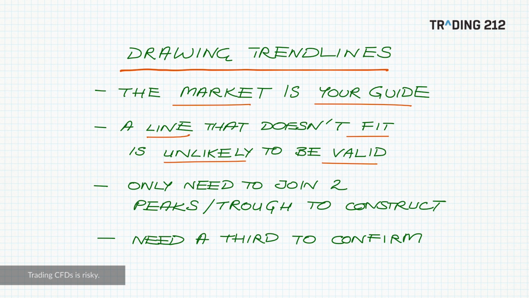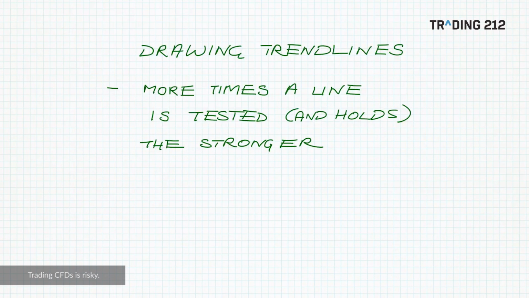When we're constructing a trend line, we only need to join 2 peaks for a downtrend or 2 troughs for an uptrend. You only need 2 to construct the line. Then you will need a third to confirm that it is a valid trend line. But then the more times that a line is tested and holds, the stronger your conviction can be about that trend line.